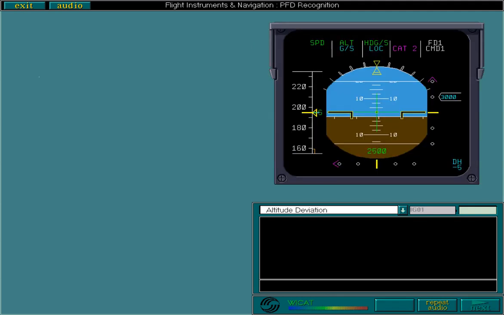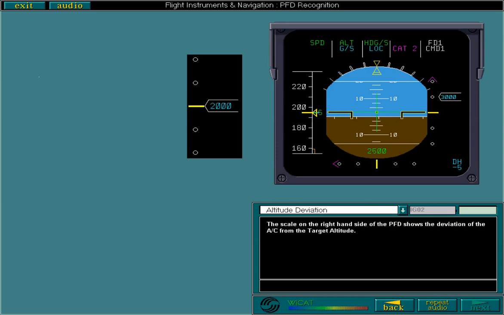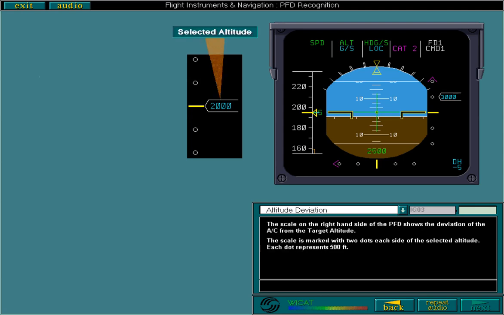The scale on the right-hand side of the PFD shows the deviation of the aircraft from the target altitude. The scale is marked with 2 dots each side of the selected altitude. Each dot represents 500 feet. Selected altitude is displayed in blue and framed in a white arrow. When the aircraft reaches this target selected altitude, the value will be aligned with the aircraft symbol.